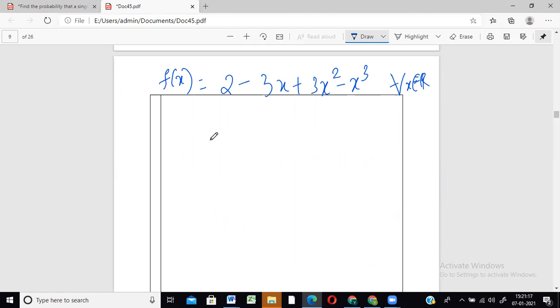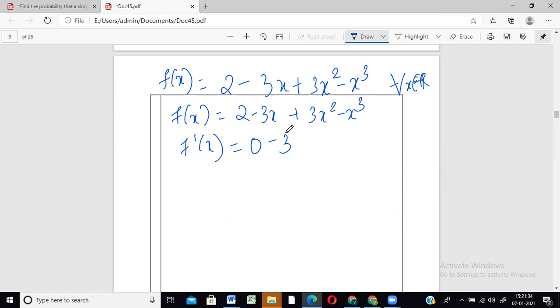Okay. Now we have f of x, which is equal to 2 minus 3x plus 3x square minus x cube. How will we differentiate this? f dash of x is equal to 2's derivative is 0, minus 3x will be minus 3, x is 1, right? Plus 3x square, minus x cube is... the signs and everything. Okay. Now here also, if we see, we have 3 common, correct? Wait, let me write it properly. Plus 3x minus 3x square.